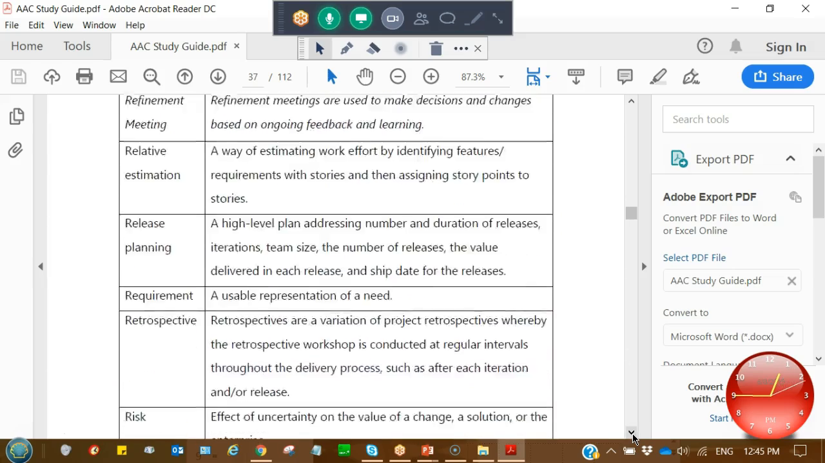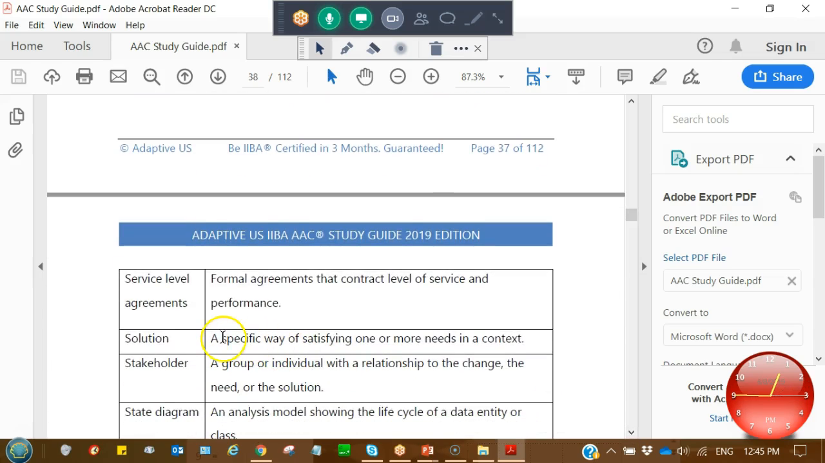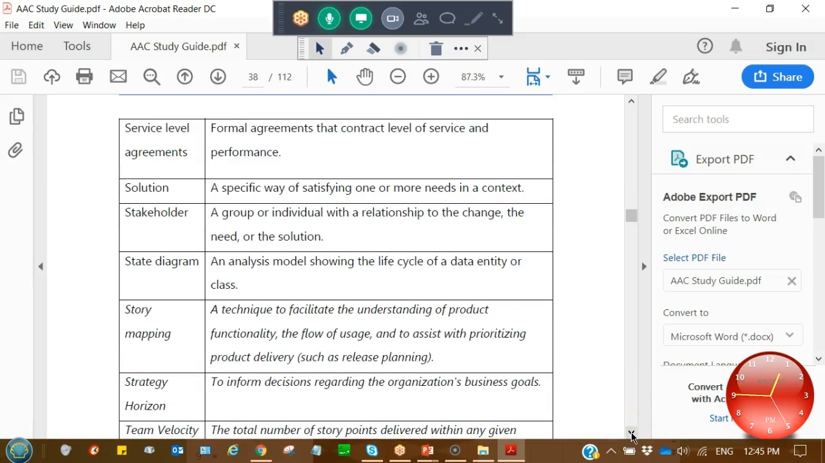Solutions. A solution: a specific way of satisfying one or more needs in a context. So in this definition, you've got a connection back to needs and context. We're always operating in a context, so a solution always applies in a context.